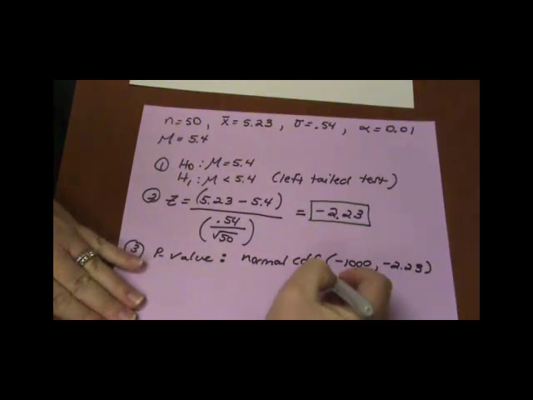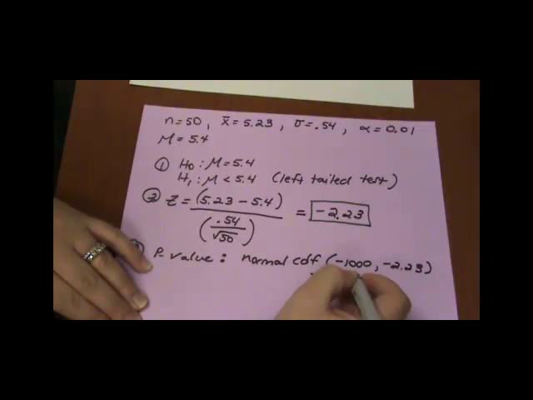And my p-value is 0.013. I'm going to use 3 significant digits.